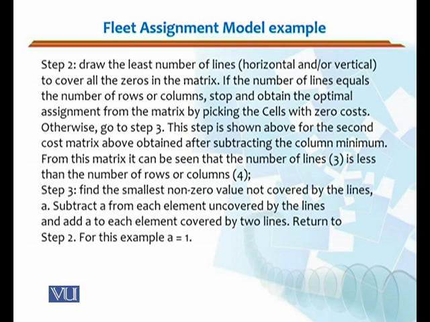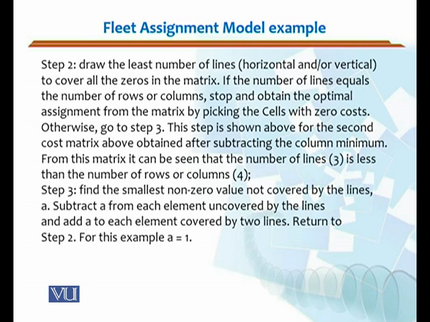or number of columns. हमने जो अभी रो और कॉलम मिनिमम फाइंड किया, कॉलम मिनिमम की बात करें, तो वहाँ पर आप मिनिमम 3 लाइन्स के साथ you can actually cover all the zeros, which is less than the number of rows or columns, which is 4 here. Number of rows are 4, number of columns are 4. Had it been either of them equal to 3, we would have stopped. But now we have to go to step 3.